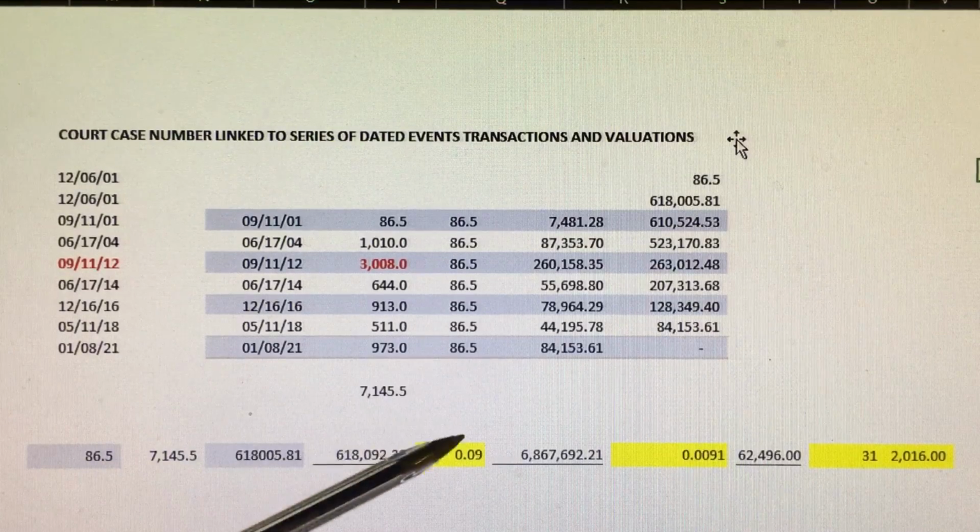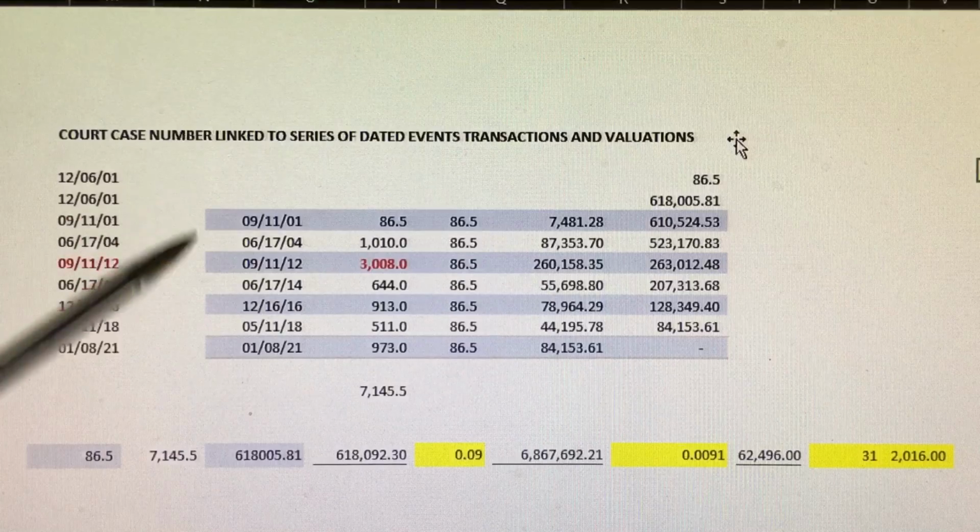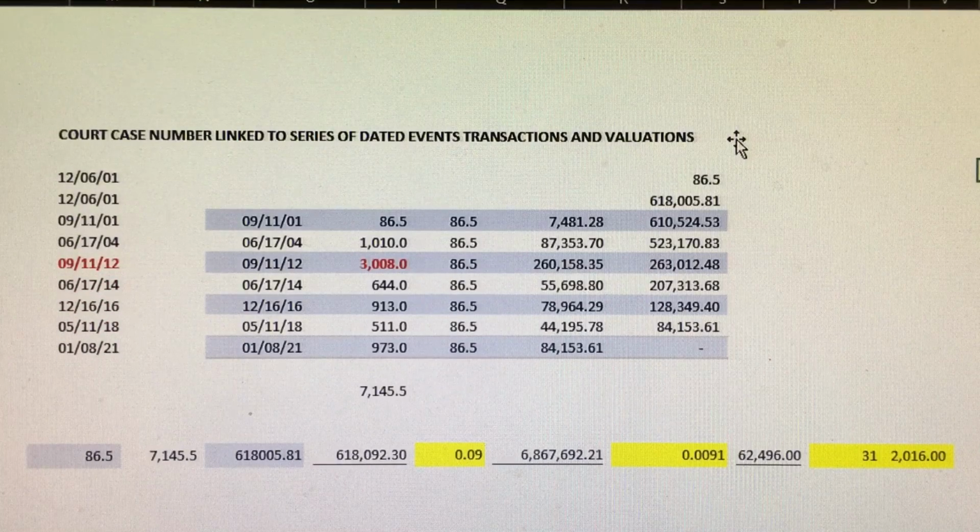These numbers are called linked transactions. And the significance of this is they have nothing to do with a conventional mortgage. They have nothing to do with a conventional mortgage. I think that's the most important thing we're trying to emphasize right here.